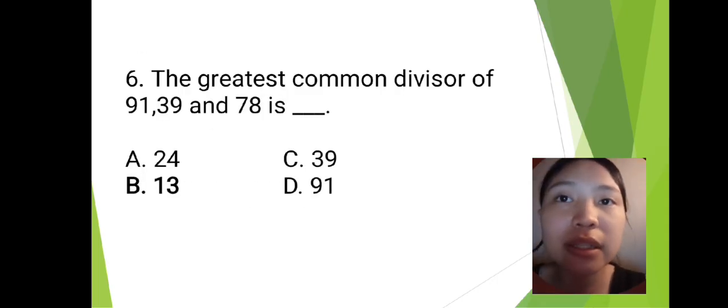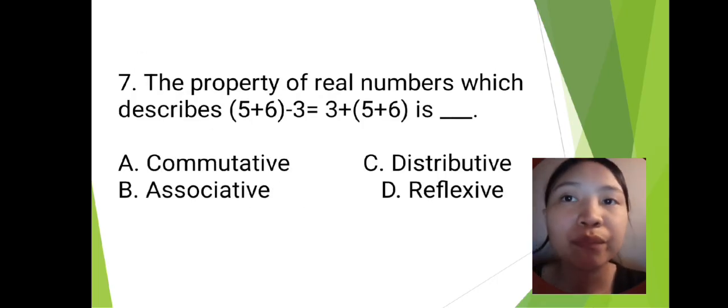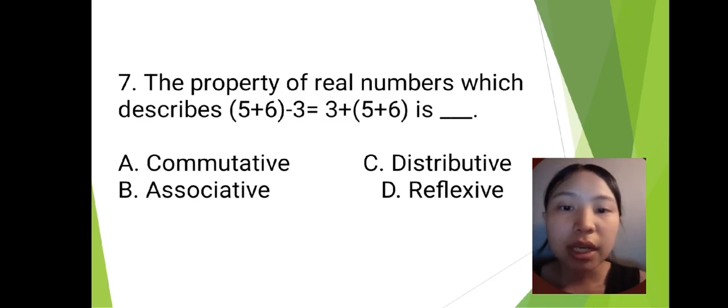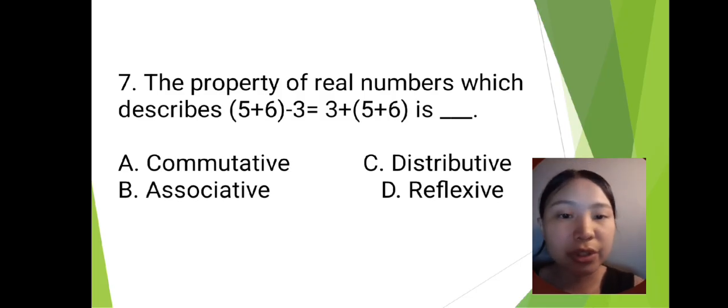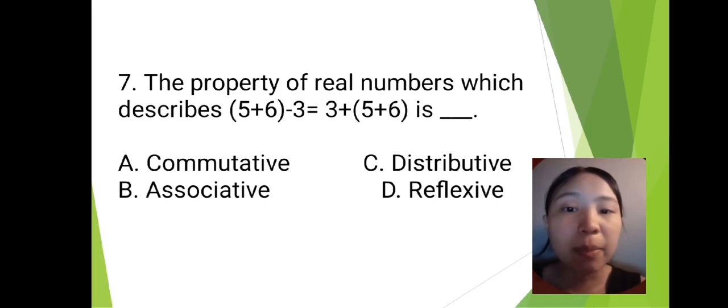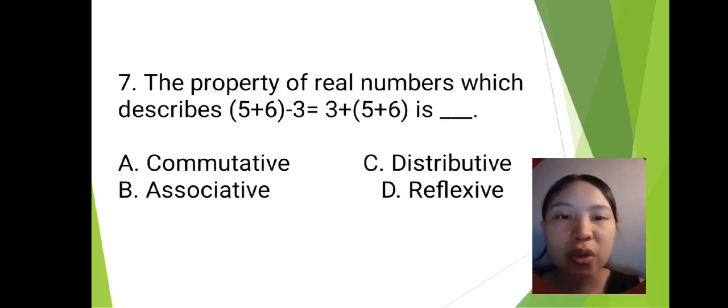Let's have number 7. The property of real numbers which describes the quantity 5 plus 6 minus 3 is equals 3 plus the quantity 5 plus 6 is blank. So, A, commutative, B, associative, C, distributive, D, reflexive.